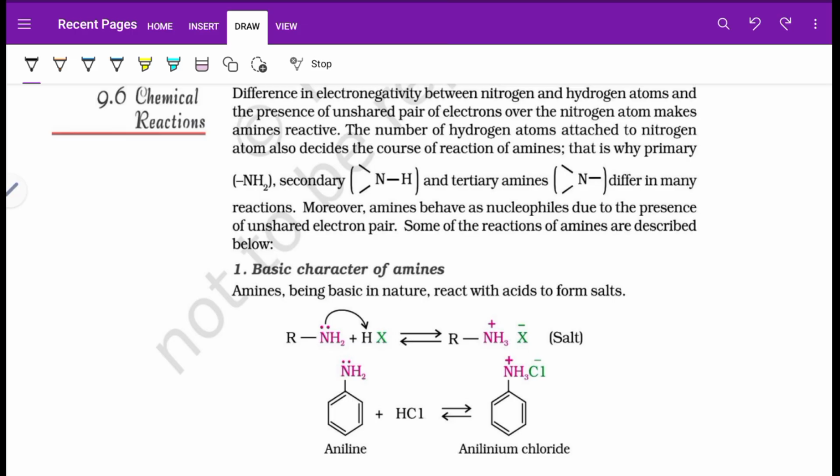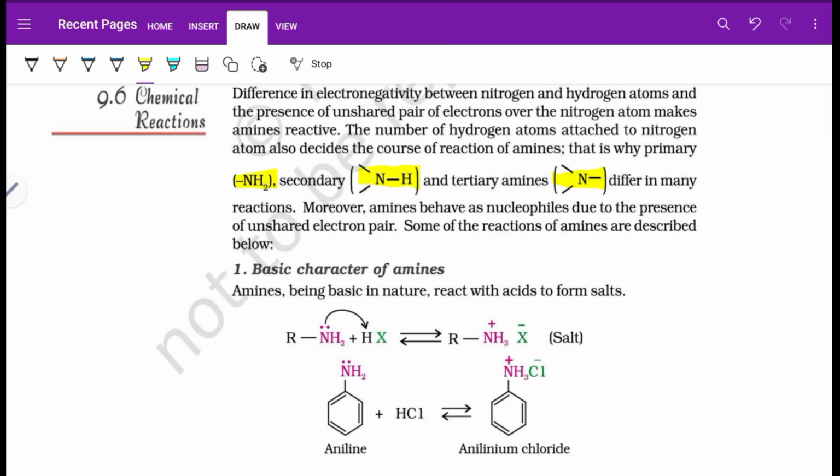This part of the session is on chemical reactions of amines. Now amines have an NH2 functional group if it is primary. If I consider a primary amine, then it is NH2. Secondary, it will be bonded with 2 carbon atoms. Nitrogen is bonded directly with 2 carbon atoms. And for tertiary, nitrogen is bonded with 3 carbon atoms.